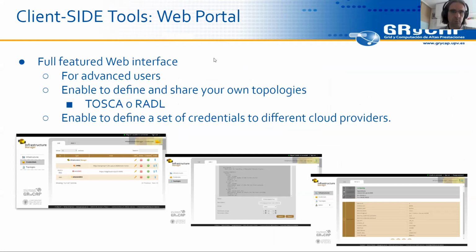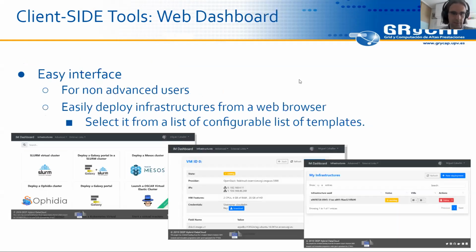So, as I said, the web portal is a full-featured web interface that is designed mainly for advanced users. It enables you to define and share your own topologies. You can specify your TOSCA or your RADL language, and you can share this document with different groups of users. And it also enables you to define the set of credentials with different cloud providers. You can access not only IaaS Cloud as the IAM does, you can access public cloud providers, OpenNebula, and any other cloud provider.